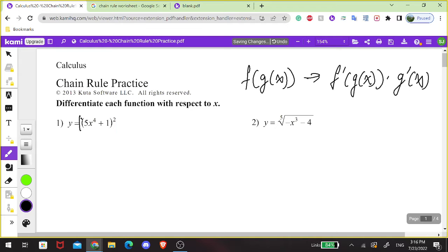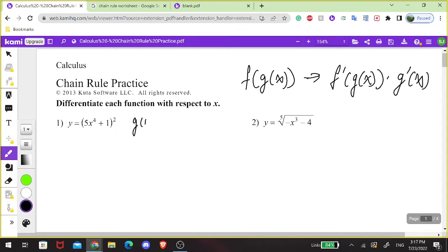How? We can treat this entire thing like a variable. Our power rule says x to the n. So now what if we replace x with this entire thing? Instead of x to the n, we now have 5x to the 4 plus 1 to the n, and n in this case is 2.